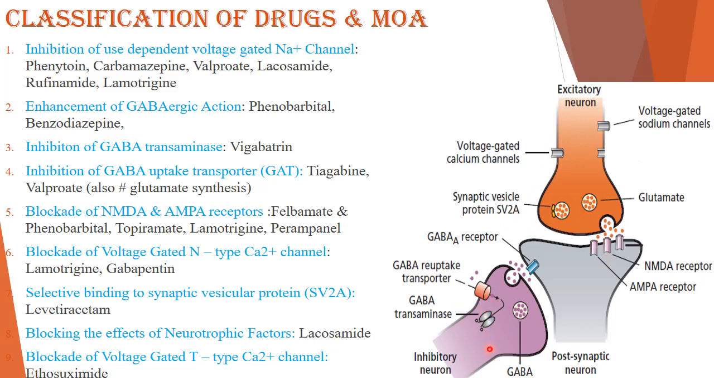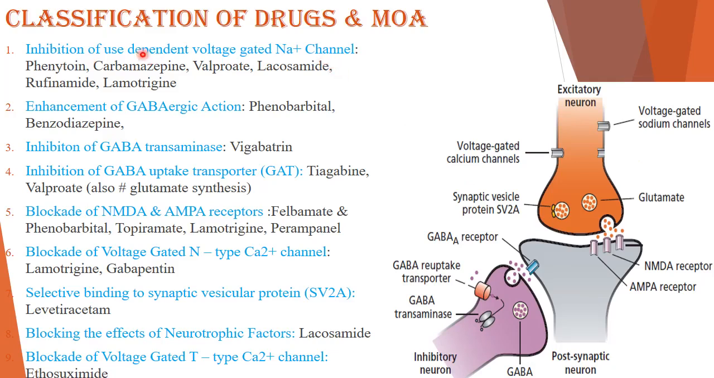Again, inhibitory neurons will cause the inhibitions. If these inhibitory neurons are inhibited, that means seizure will be there. Okay, so I have classified here as per the mechanism of actions.